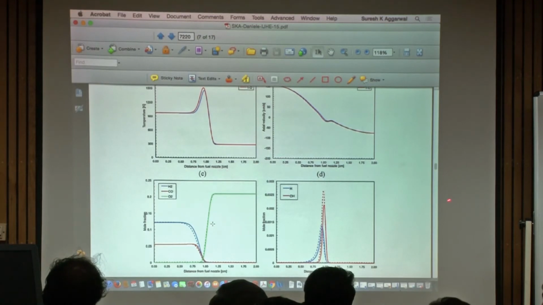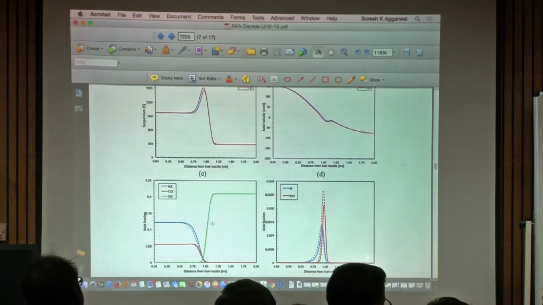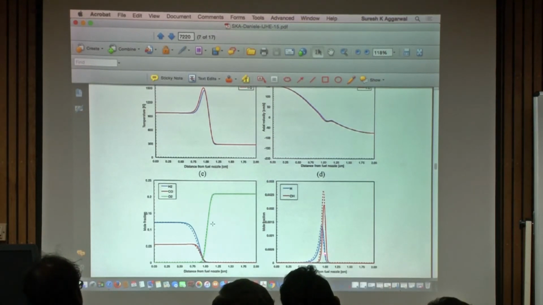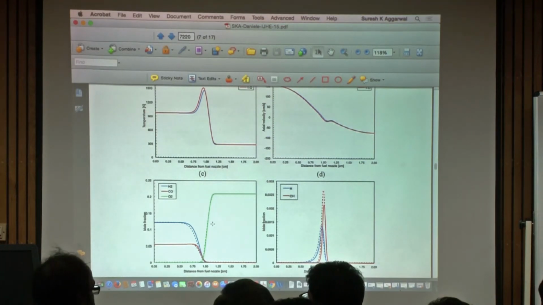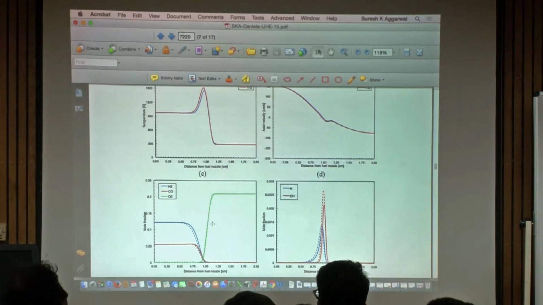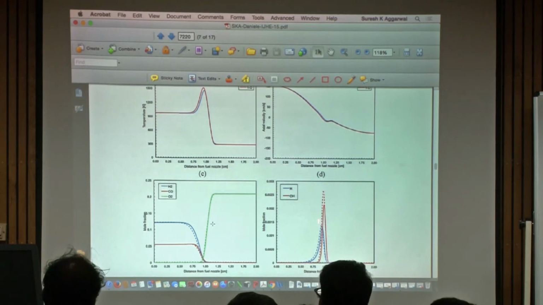And then if you start looking at some radical species, you see some differences between 1D and 2D. So what is the difference between 1D and 2D? Basically the transport. We are neglecting the variation in the radial direction for the 1D case. So 2D transport effects are reflected here in the OH. You can see OH and H, and there are differences, especially in the OH value.